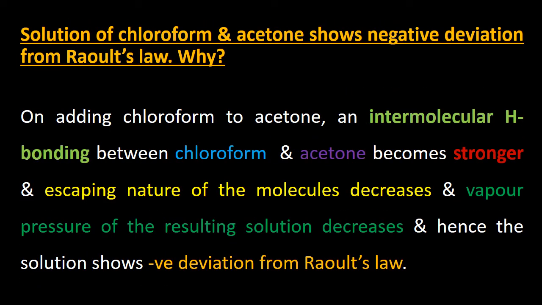A solution of chloroform and acetone shows negative deviation from Raoult's law. Give reason. On adding chloroform to acetone, the intermolecular hydrogen bonding between chloroform and acetone becomes stronger, and the escaping nature of the molecules decreases, and therefore the vapor pressure of the resulting solution also decreases, and hence this kind of solution shows negative deviation from Raoult's law.